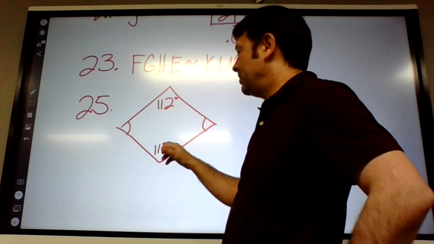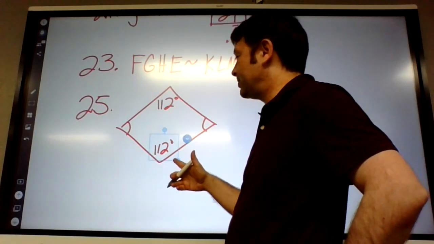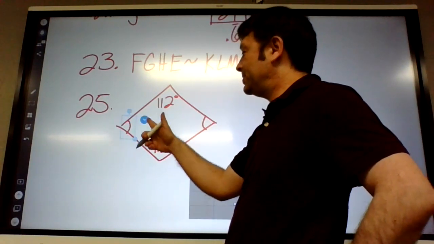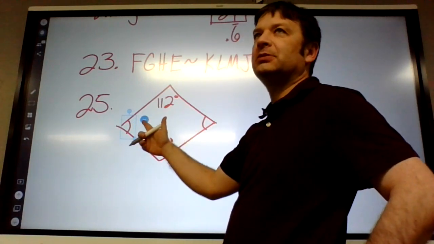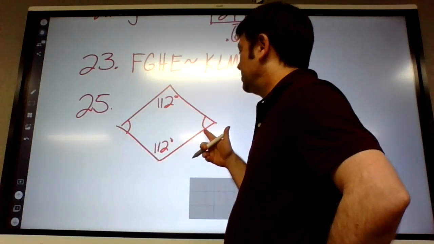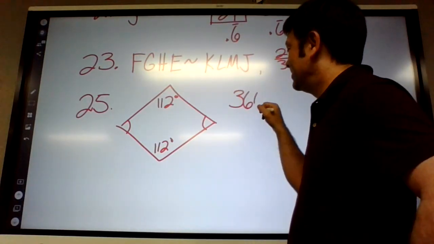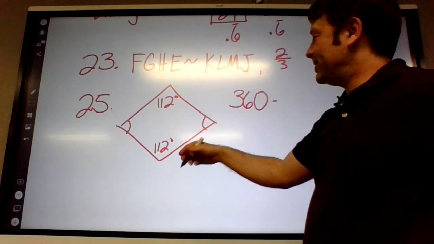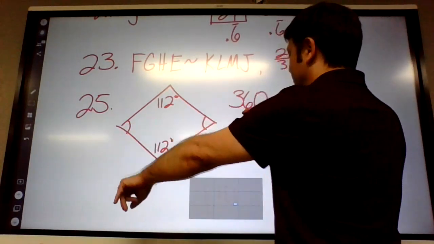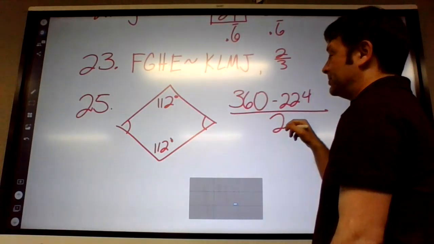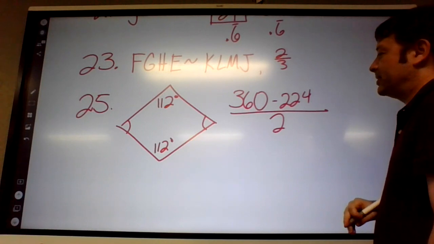He's lying. Okay, so these two have to both be 112 because it's a parallelogram, but how do I find these two angles? Oh, 112 plus 112 and then 360 minus that. Yeah, you finally did it. 360 minus 224, and then because there's two of them, that would have to be divided by 2, right? So, let's see, what does that come out to?